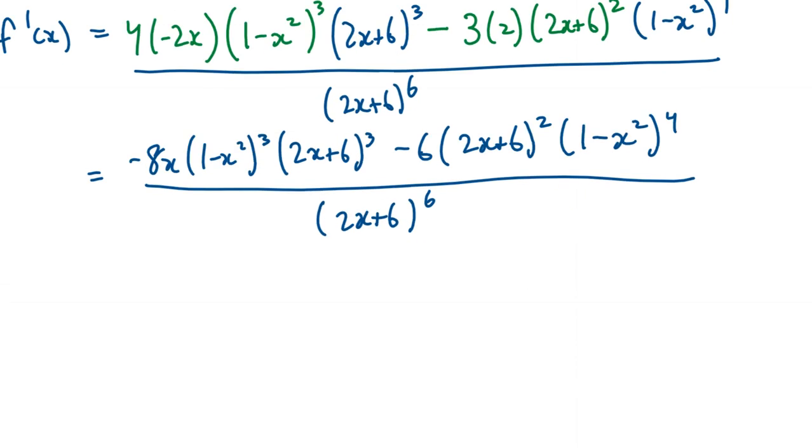Okay, what can I factor? So I got a negative. You don't have to factor out the negative, but I'm going to. 8 and 6, I've got 2. The 1 minus x squared, I've got 3 of them and 4 of them, so I can factor out 3 of them. And the 2x plus 6, I've got 3 of them and 2 of them, so I can factor out 2 of them. See what I was talking about? That kind of always happens.